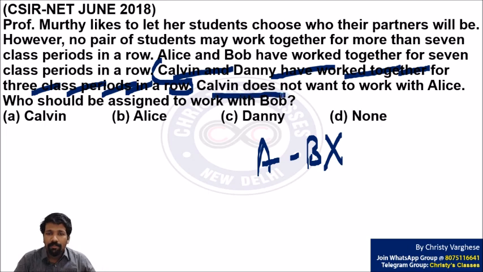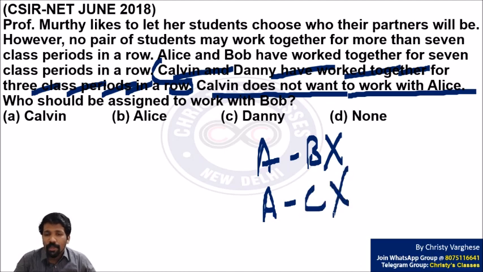And the next sentence is important. Calvin does not want to work with Alice. Calvin does not want to work with Alice means Alice and Calvin cannot be partners. Calvin, Alice, Alice, Calvin both same. So Alice and Calvin cannot work together. That much we know. Now the question is asking who should be assigned to work with Bob. Question is asking about the partner of Bob.